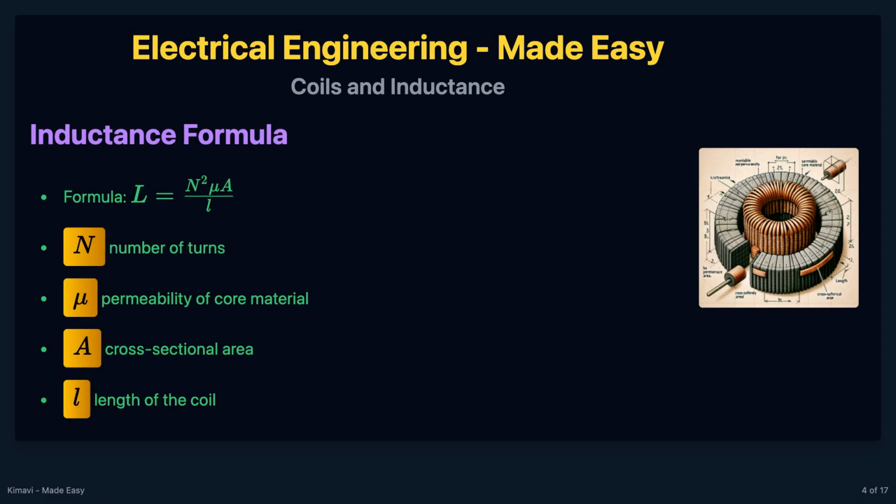The inductance of a coil is given by the formula L equals N squared times mu times A divided by l, where N is the number of turns in the coil, mu is the permeability of the core material, A is the cross-sectional area of the coil, and l is the length of the coil.